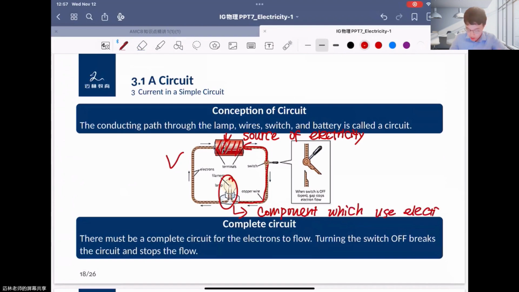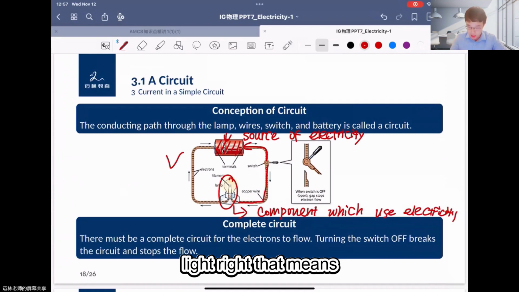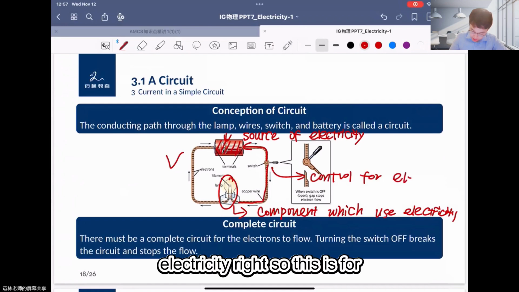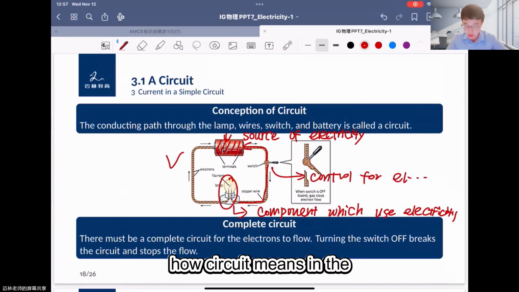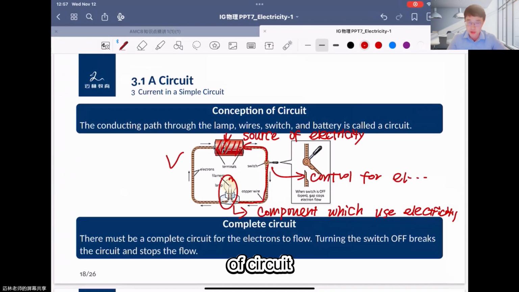And here is a switch. The switch is just to turn the light on and off, right? That means it is a control for the electricity. So this is how a circuit is represented in the graph. This is a very basic understanding of a circuit.